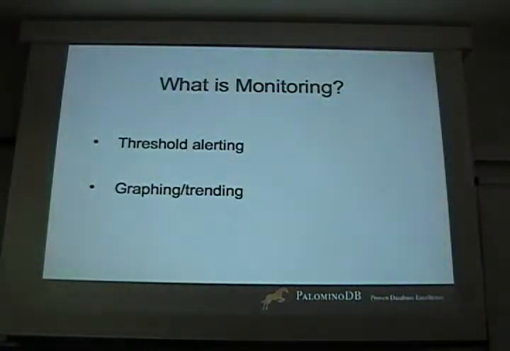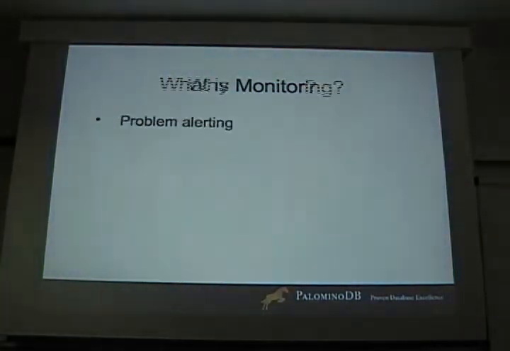Well, monitoring can mean threshold alerting, so you get paged if some threshold is passed, or it can mean graphing or trending. So you monitor something and you can see capacity over time. Those are the two things we talk about when we talk about monitoring. The plugins we talk about for Nagios are mostly for threshold alerting, but there are plugins for Nagios that can get performance data and then graph the results as well.